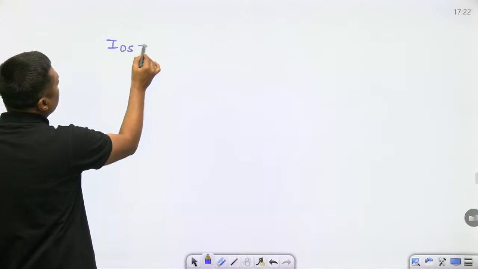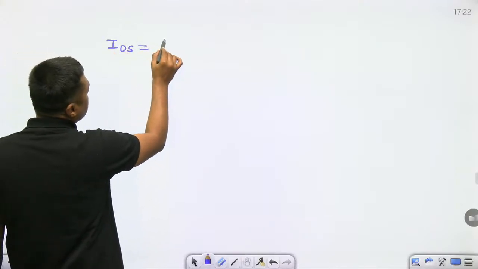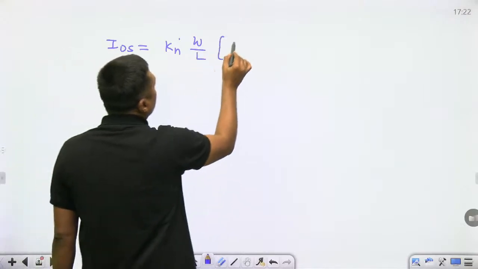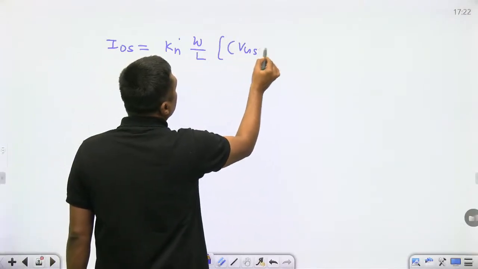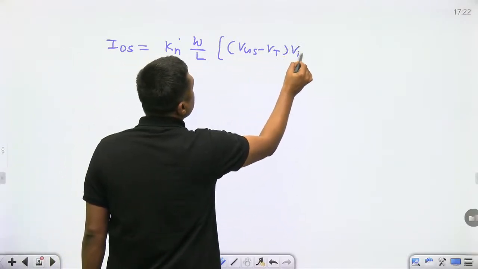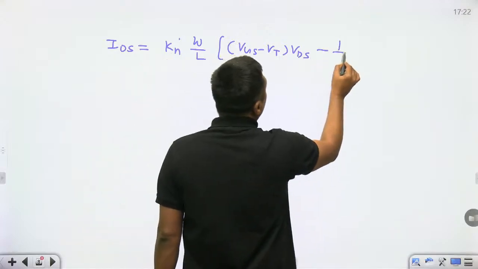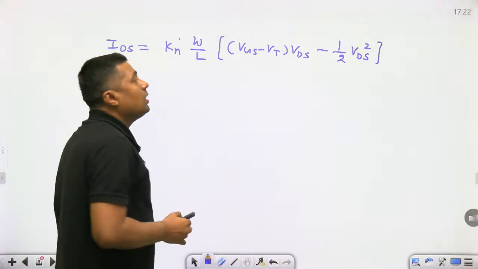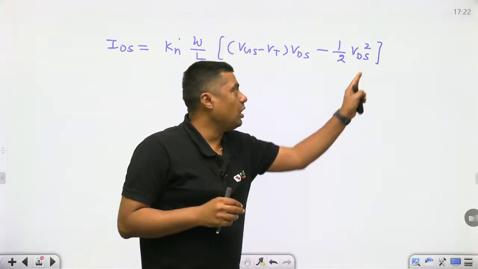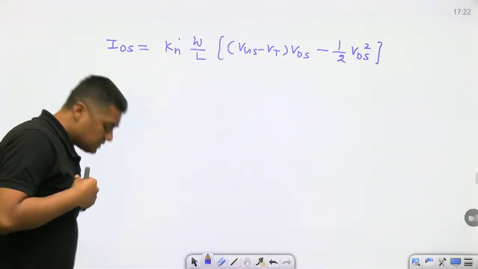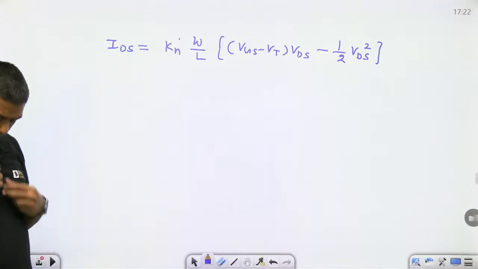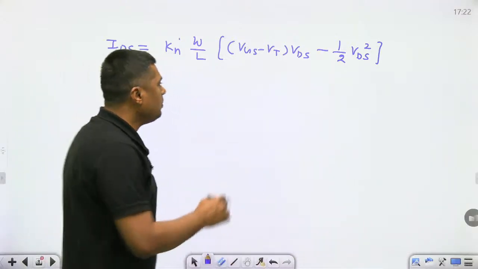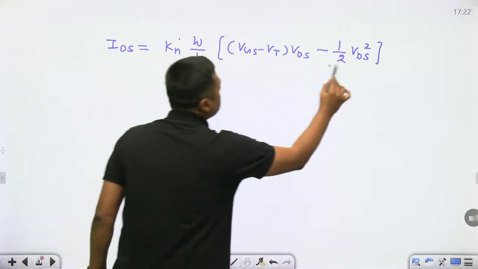IDS in the triode region: the formula is K'n (W/L) [(VGS minus VT) VDS minus 1/2 VDS squared]. When this VDS is very small, we can neglect this term. That is the formula in the triode region, and when this is very small, you can ignore it.